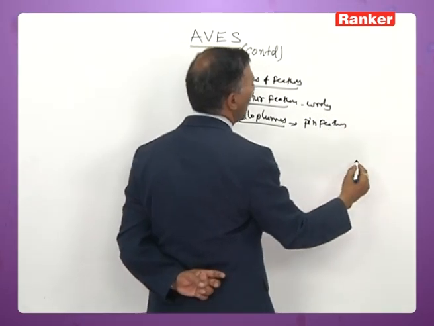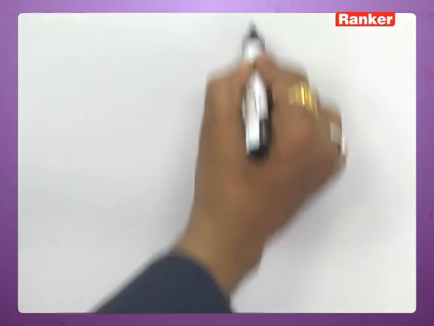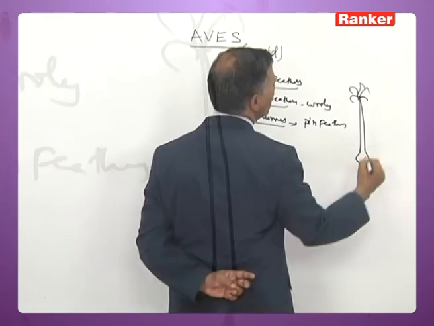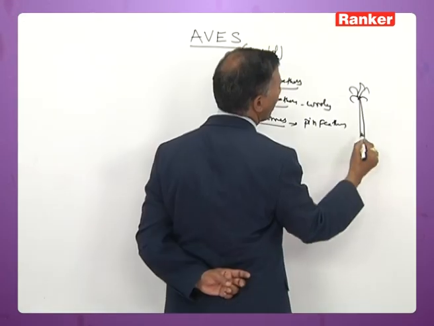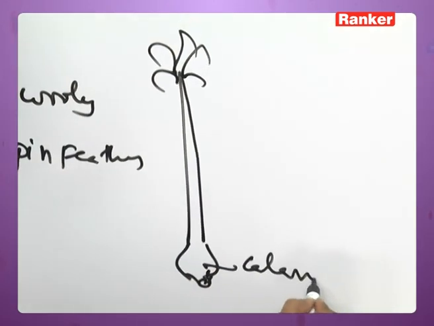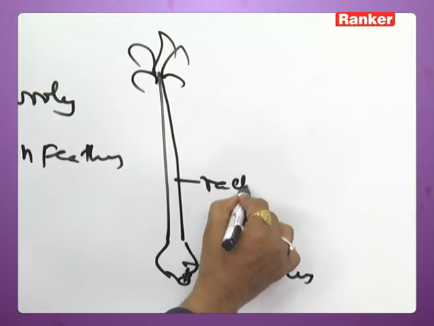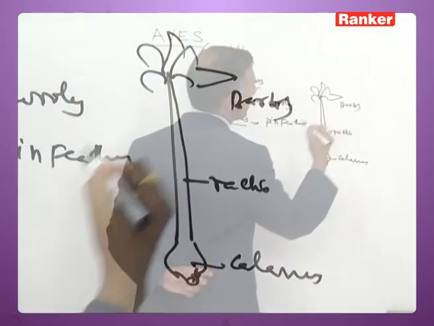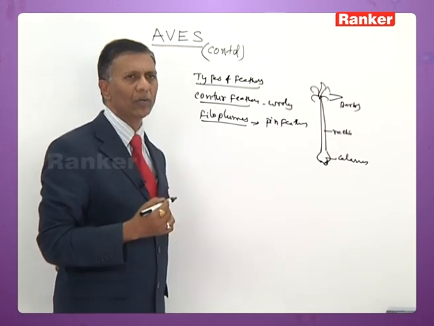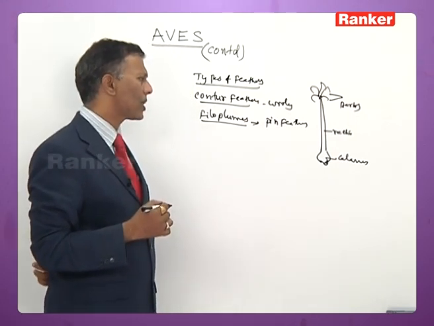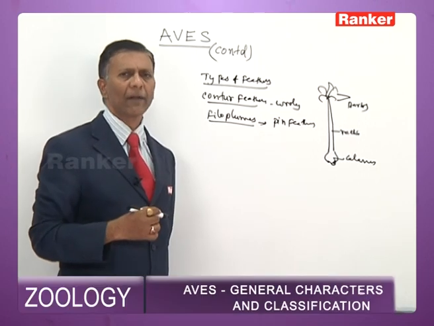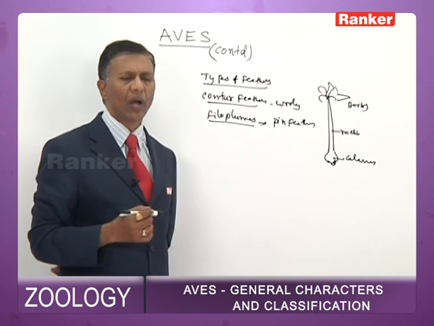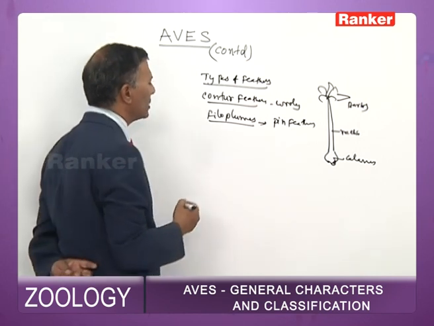Each phyloplume has a short calamus, long rachis, and a tuft of barbs at the tip. Long rachis, short calamus with inferior umbilicus, and fluffy barbs and barbules are present in phyloplumes, which are also called pin feathers.